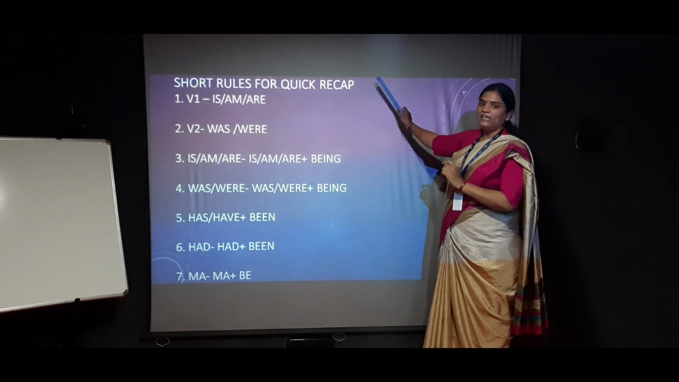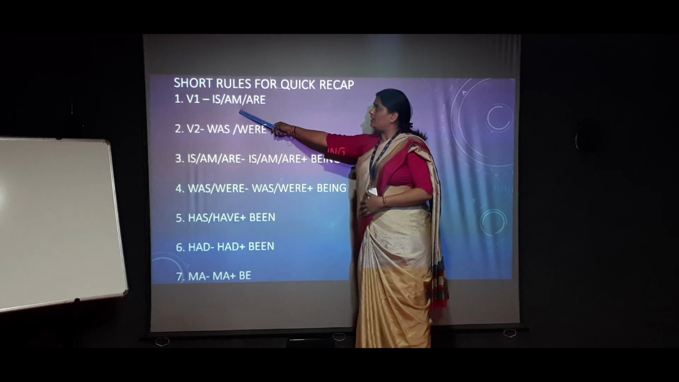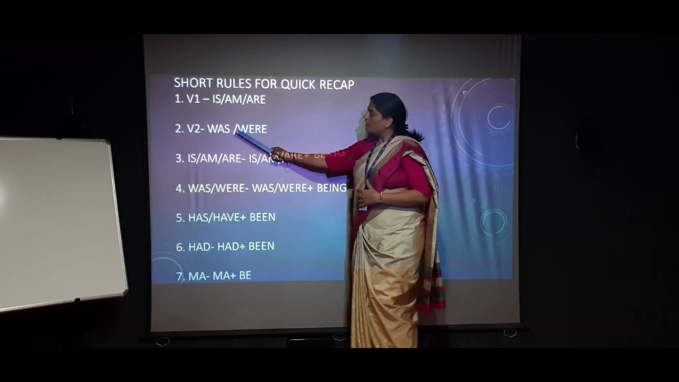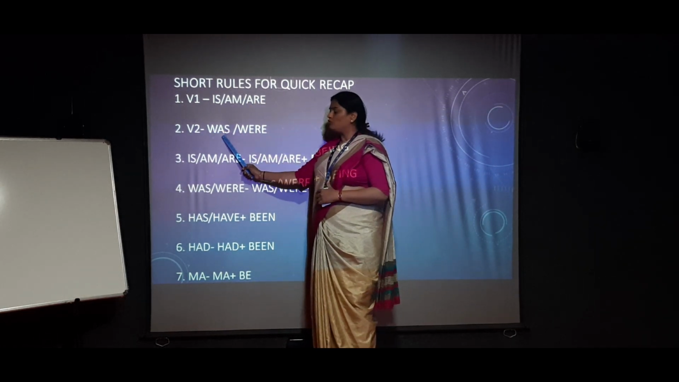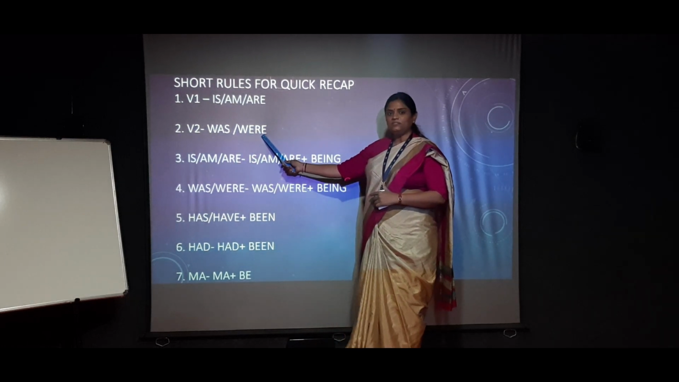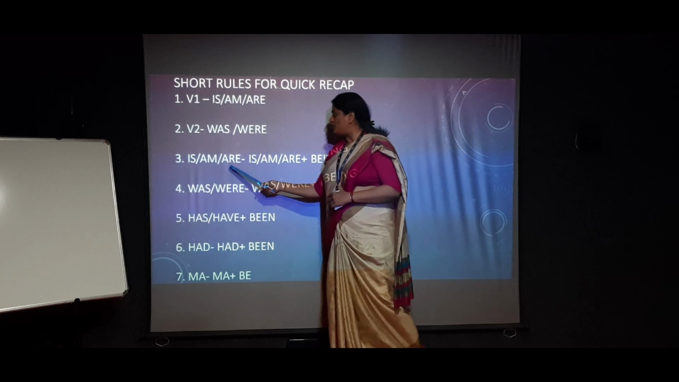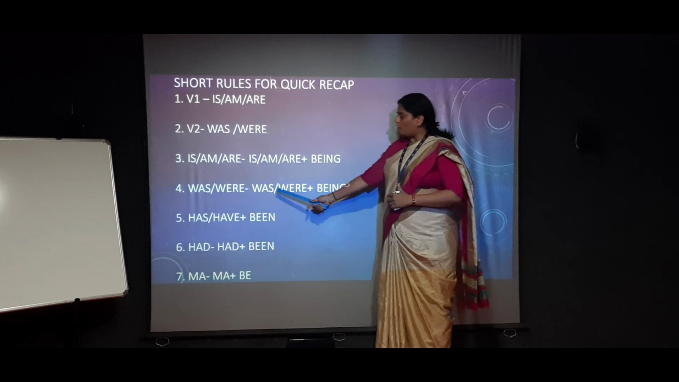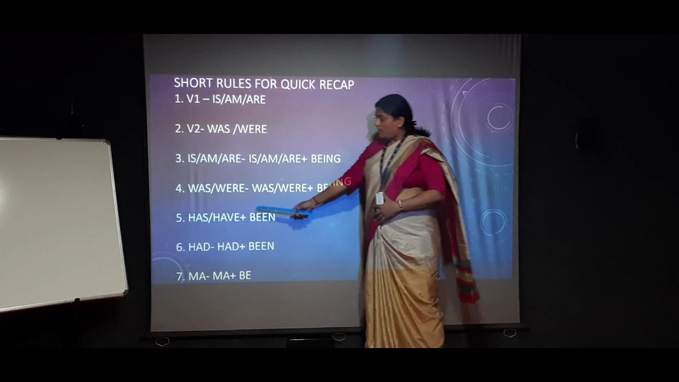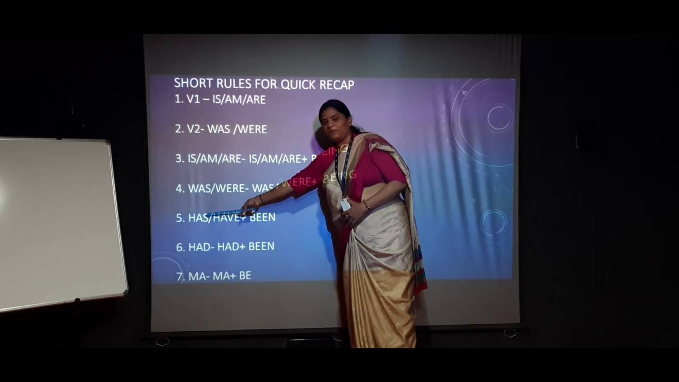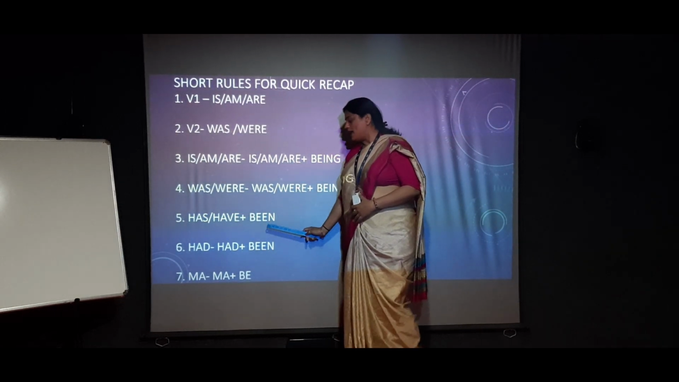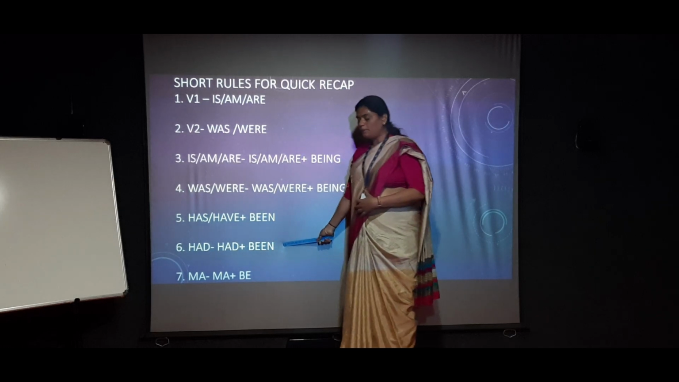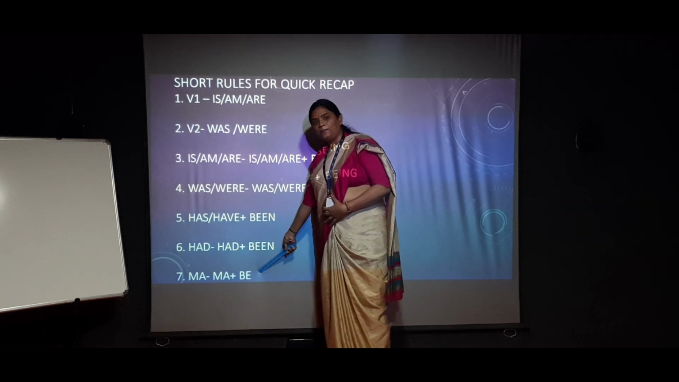I have a short, quick recap. Whenever the simple present tense is there, we will use is, am, are. Is with singular, am with I, and are with plural. Whenever we have a simple past tense, we will use was with singular, and with plural we will use were. Whenever we have continuous, present continuous, simply we will be adding being. With past continuous, again we are adding being. Was with a singular and were with a plural. If we go to the present perfect tense, has is coming with a singular and have is coming with a plural, and simply add been. Had has no issue with singular as well as plural, and it is coming with been. And modal auxiliaries are always accompanied with be.